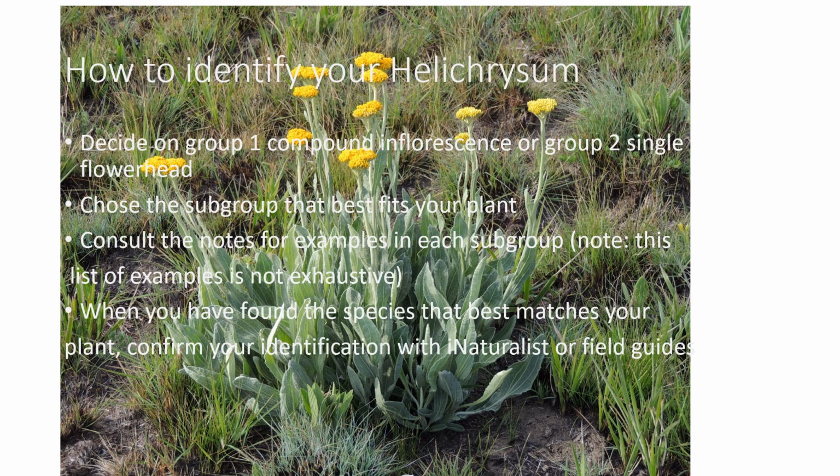To recap, how to identify your plant. First of all, decide whether your plant has a compound inflorescence or a single flower head. Once you've done that, choose the subgroup that best fits your plant. Then consult the notes, for example, in each subgroup. This list is not exhaustive, but it's the species you're most likely to encounter.